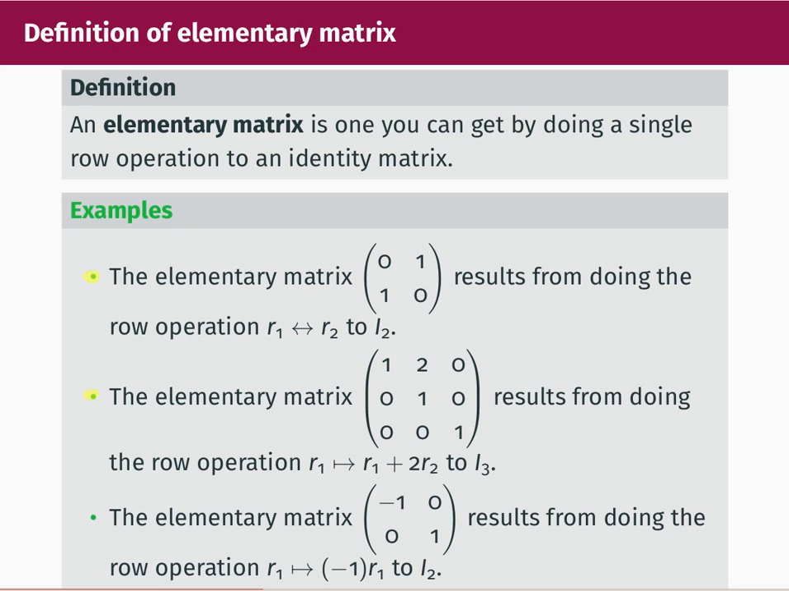The next elementary matrix is the one that you get by doing the row operation which sends row 1 to row 1 plus 2 times row 2 to the 3 by 3 identity matrix. If you want to convince yourself of this, here is the 3 by 3 identity matrix. And you can see if I add 2 times row 2 to row 1, that really is the matrix that I get. Finally, to see the effect of the third type of row operation, here is the elementary matrix which arises from doing the row operation which multiplies row 1 by minus 1 to the 2 by 2 identity matrix.